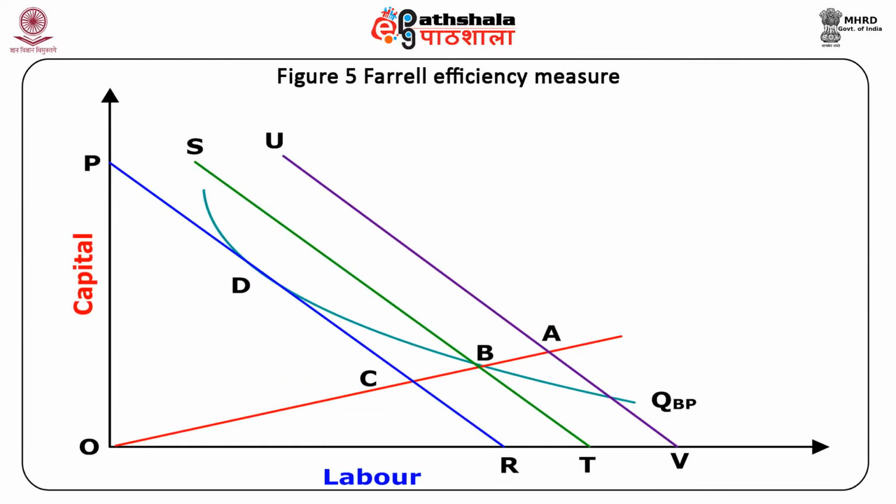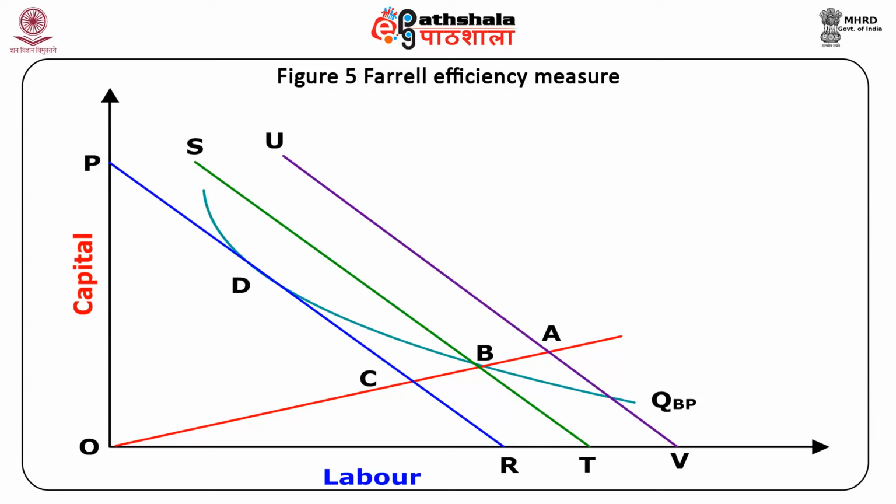Third, if we have a best practice isoquant for the industry, QBD, as given in figure 5, and one of the firms is at point A away from the frontier and the remaining two firms at points B and D on the best practice isoquant. According to Farrell, 1957, the relative performance of the firm at point A can be measured using the following method.